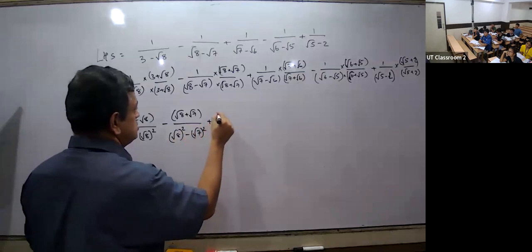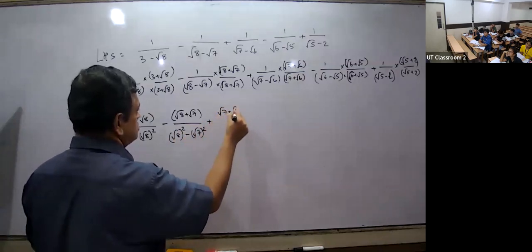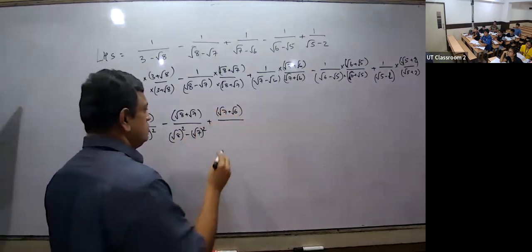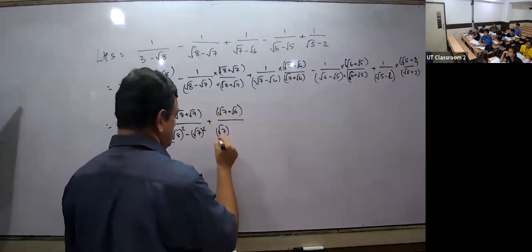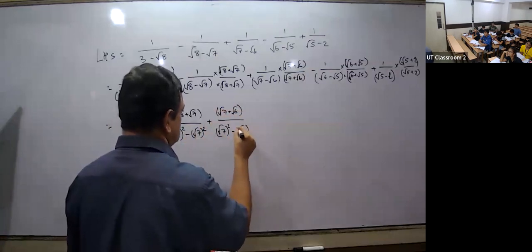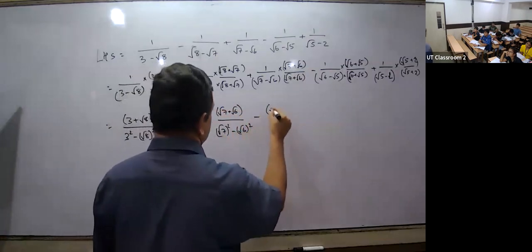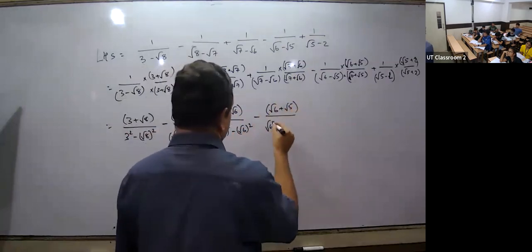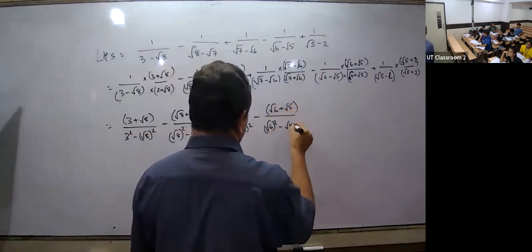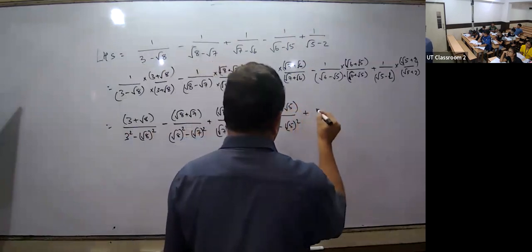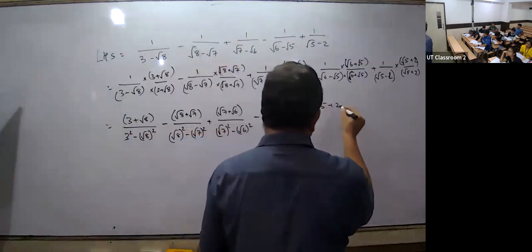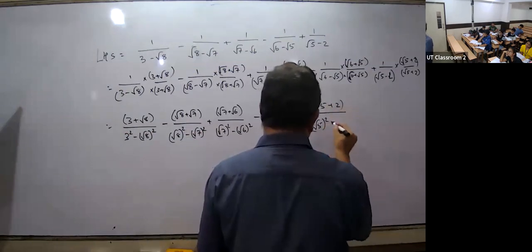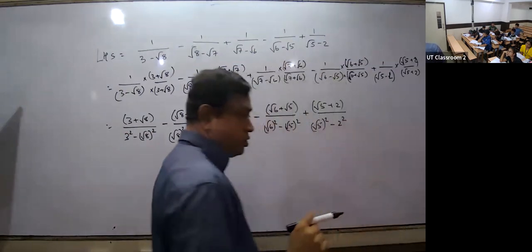Then plus root 7 plus root 6 upon, what is the denominator? Root 7 the whole square minus root 6 the whole square. Minus root 6 plus root 5, denominator root 6 the whole square minus root 5 the whole square. Plus root 5 plus 2, denominator root 5 the whole square minus 2 square. It's the most important step.